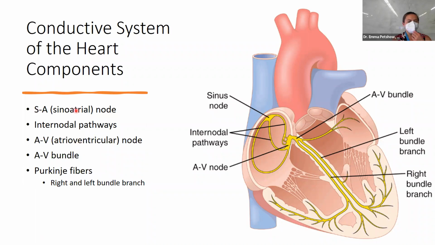So the SA or sinoatrial node, I'm going to refer to it as the SA node. Our sinus node is located here in the atrium. Our internodal pathways come off of the sinus node in the atria. Our AV or atrioventricular node, I'm going to refer to it as the AV node, located here. Our AV bundle, which occurs right after the AV node. And then our Purkinje fibers, which lead to right and left bundle branches. We can see here our left and right bundle branches that flow through the rest of the ventricles.